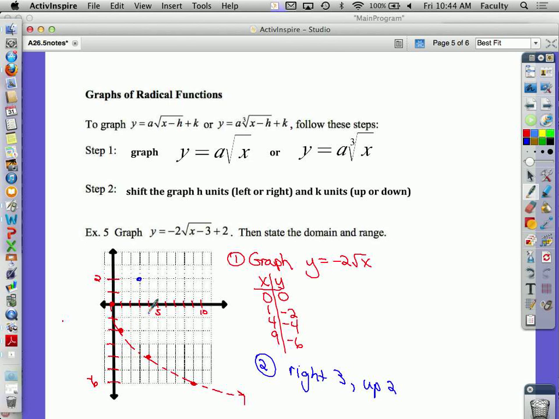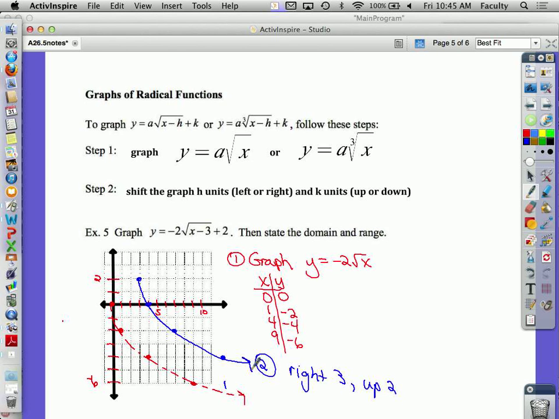Right 3, up 2. Right 3, up 2. Right 3, I'm going to have to make an extra little tick mark, up 2. Then make your second one, your final one, solid. Does that make sense? You're doing y equals -2 square root x, make it dashed, and then you shift every single point right 3, up 2.